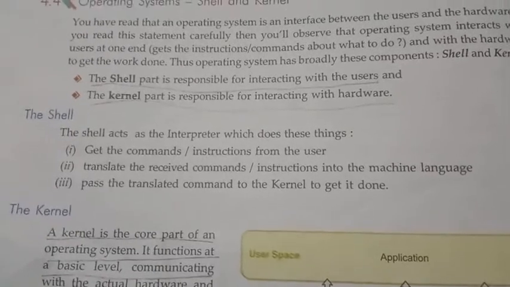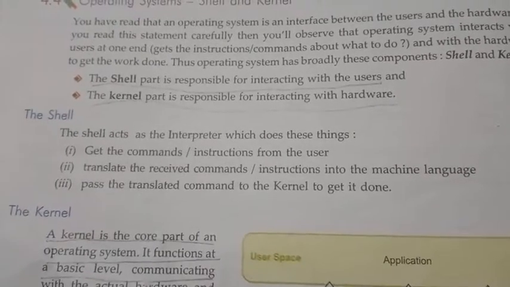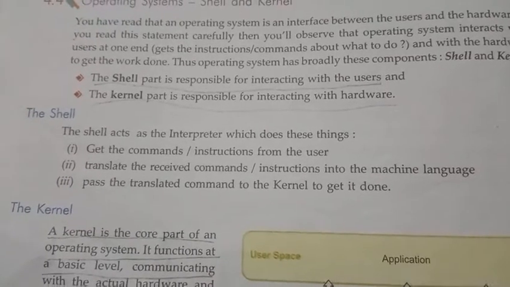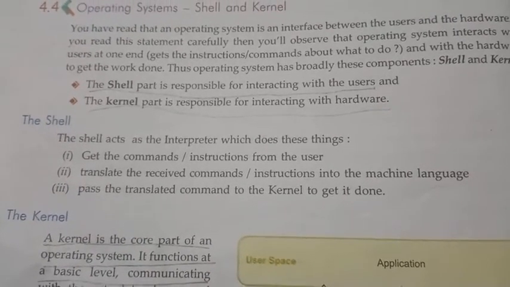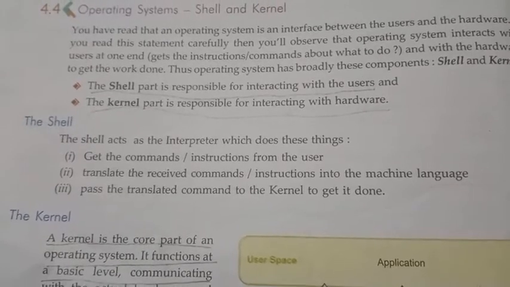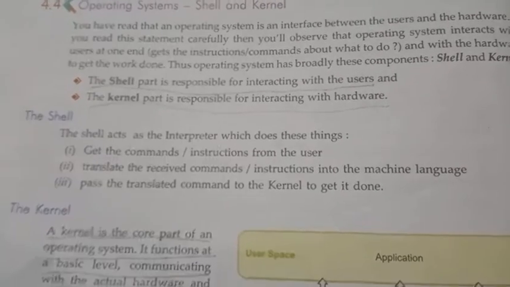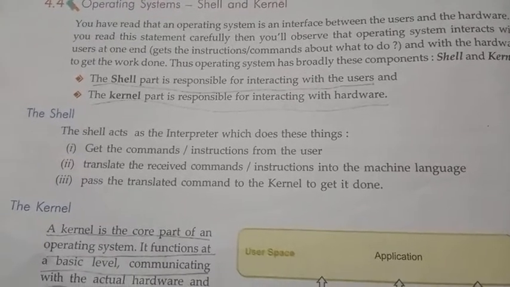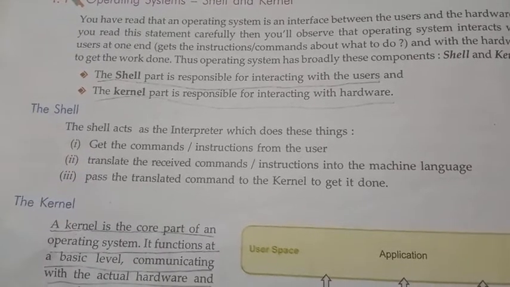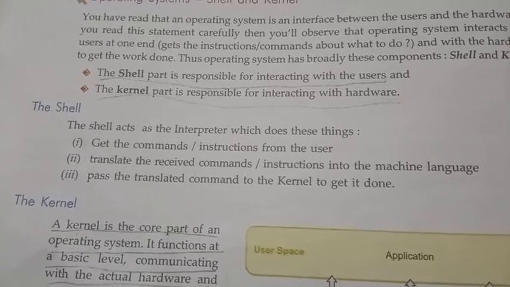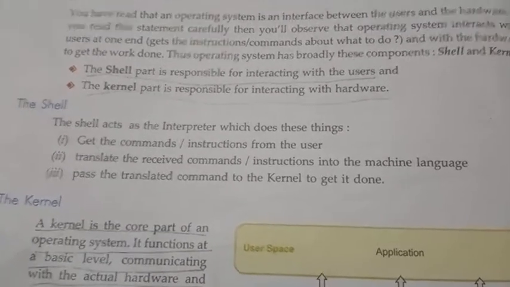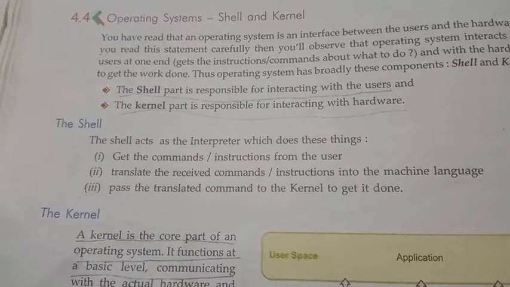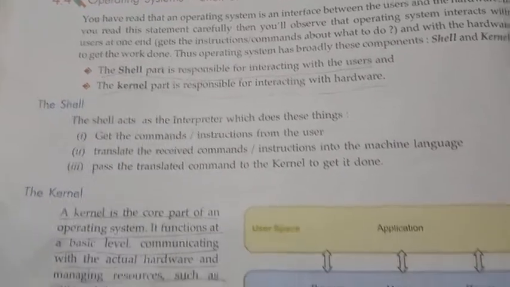First one, shell. Shell acts as an interpreter which does three things. First one, get the commands from the user, read the commands and instructions. Then it translates the commands to machine language, then passes the translated command to the kernel. These are the main three duties done by shell. First one, it takes the commands. Second one, it converts the command to machine language. Third one, it transfers the command to the kernel.